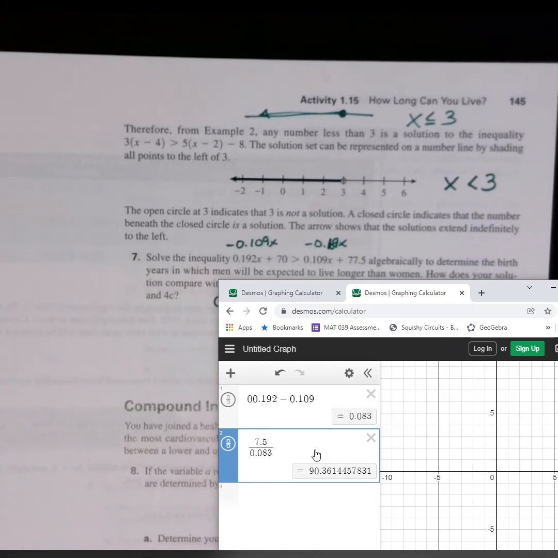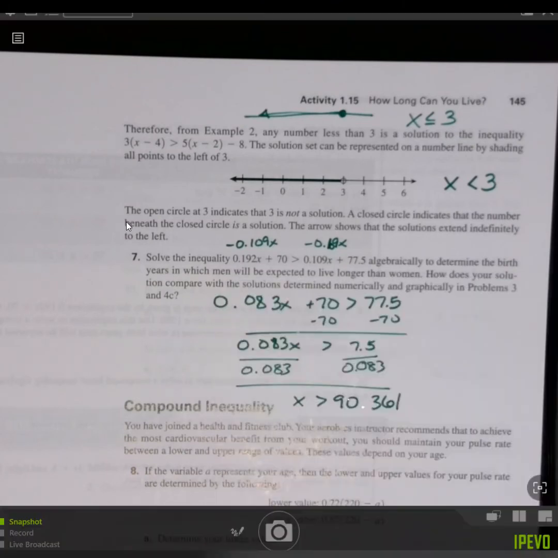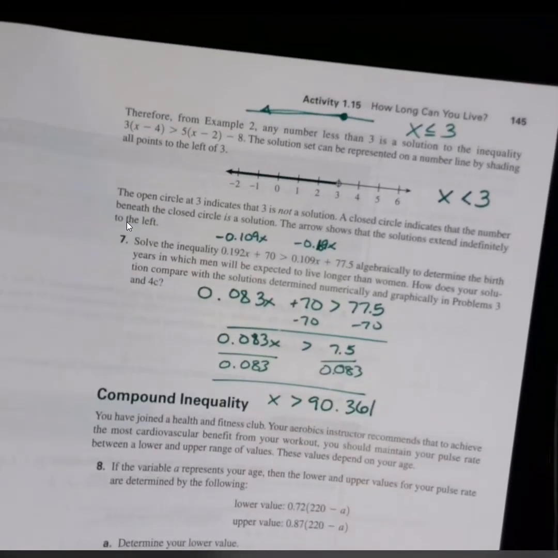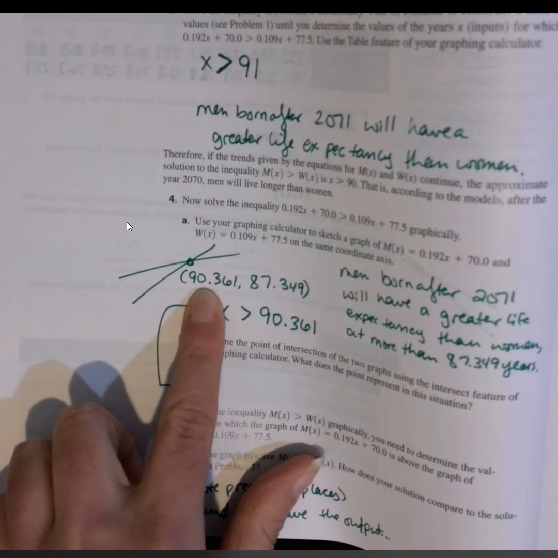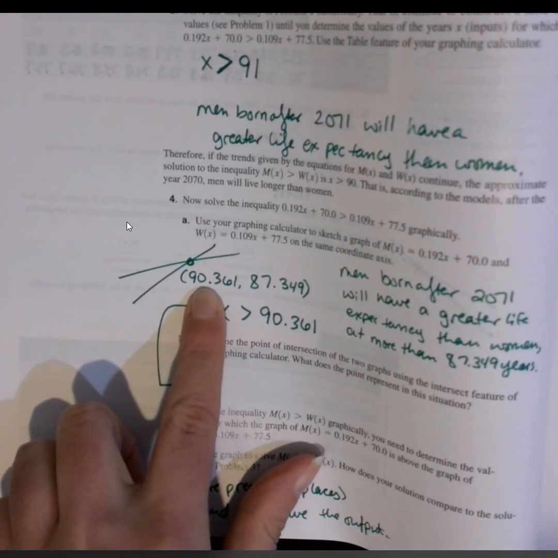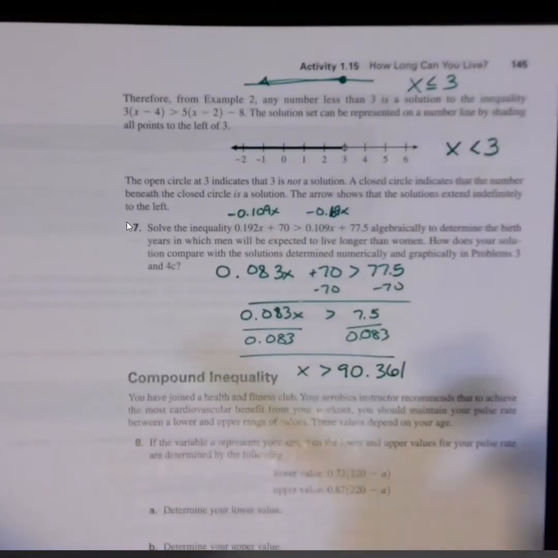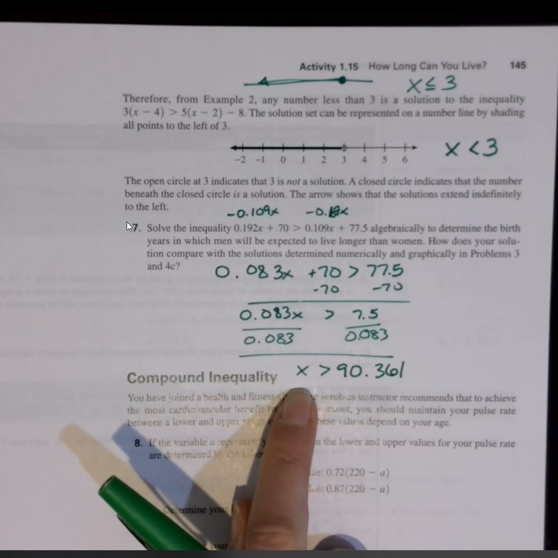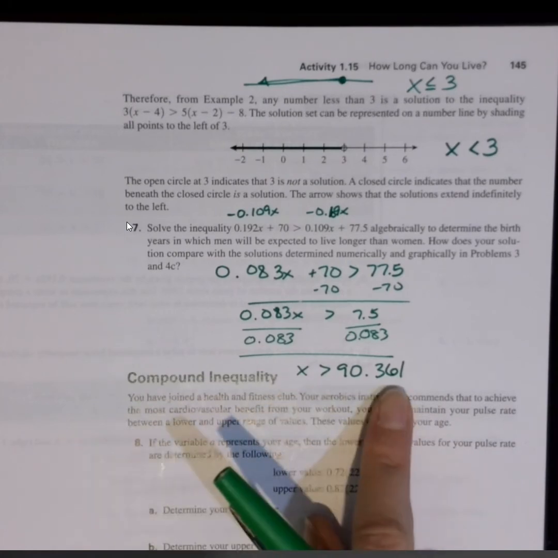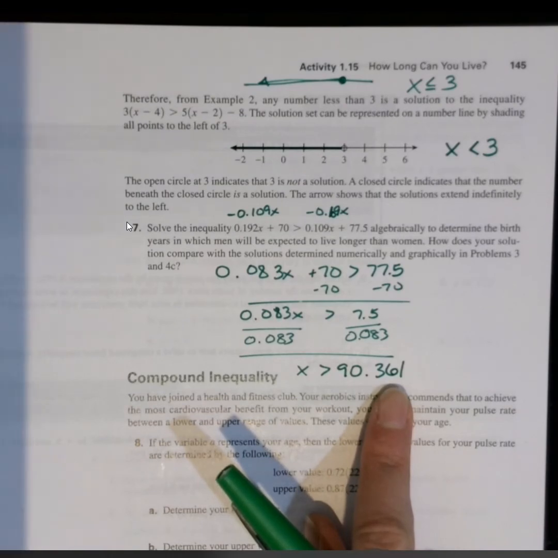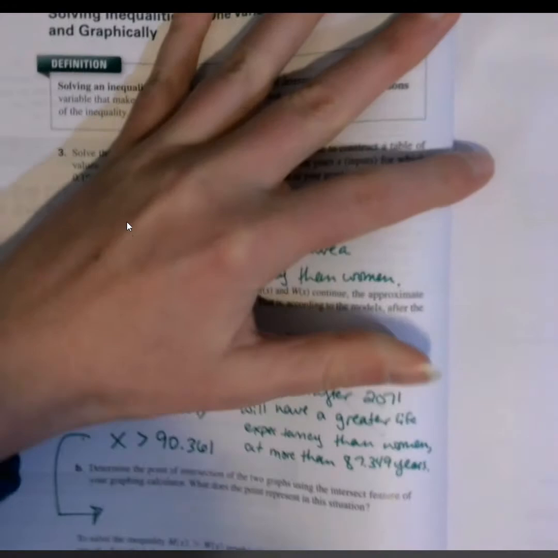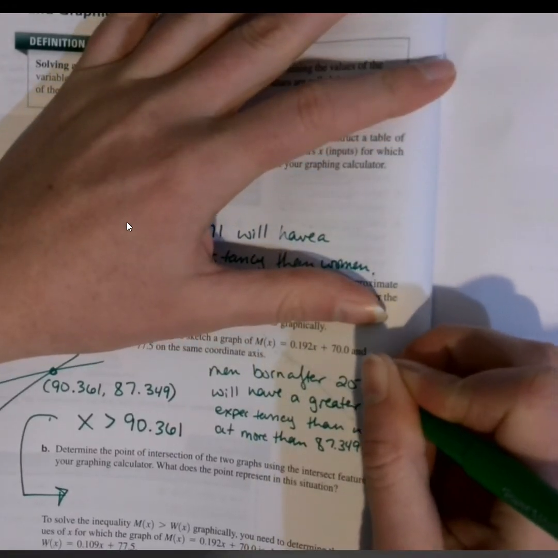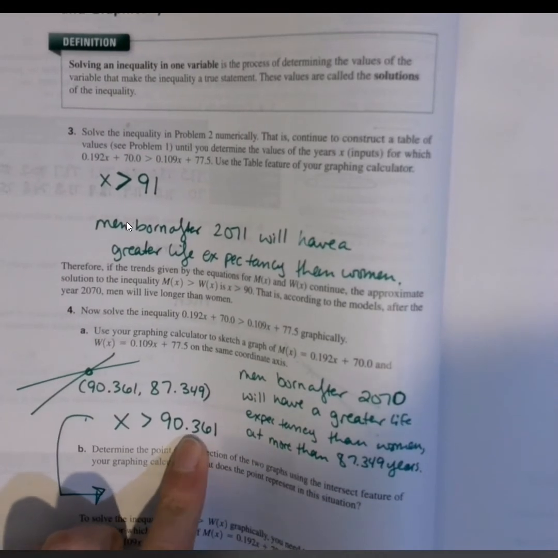90.361, etc. for x. All right, I want to compare this with what we did when we did this graphically. So if you look back over here, when we did this one graphically, we also got 90.361 for our x value. So that's the men's life expectancy is going to be larger than women's life expectancy for men born 90.361 years after 1980, or born after 2070. I think I said I was going to write 2070 on this one. Didn't. Meant to. 2070. Because it's not going to round up to 2071 like this one had with a 91.